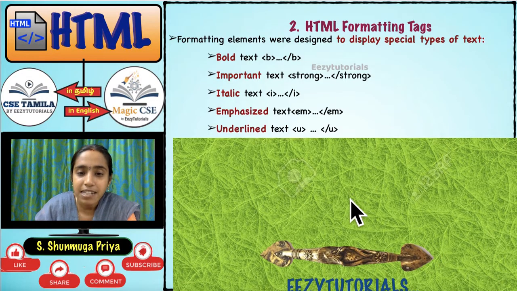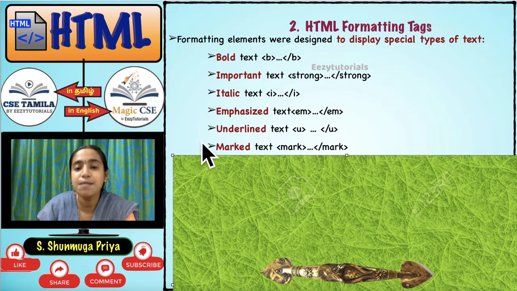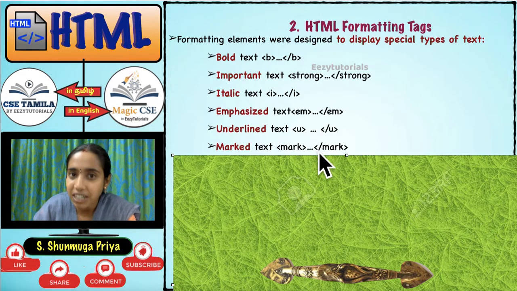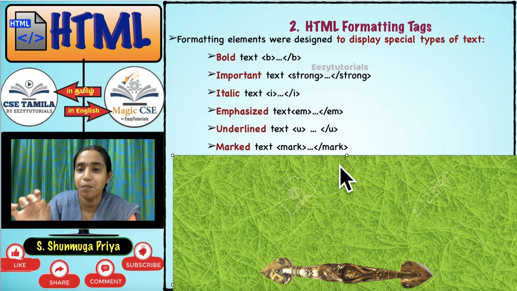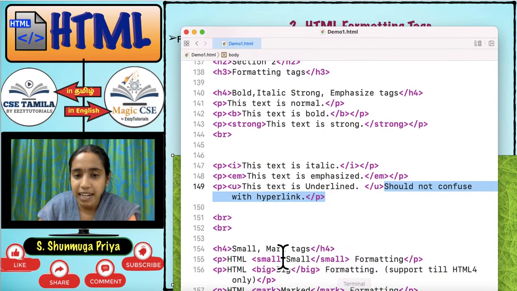The next formatting tag we are going to see is mark. The opening tag will just have the keyword mark, and slash mark will be the closing tag. Whatever text content you give between the mark tag will be highlighted. Generally, it will be highlighted with a yellow color. So we'll see an example.